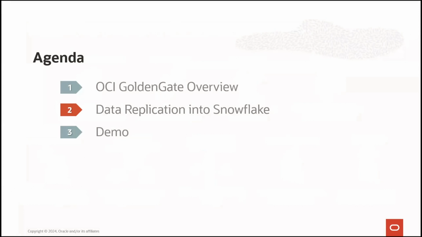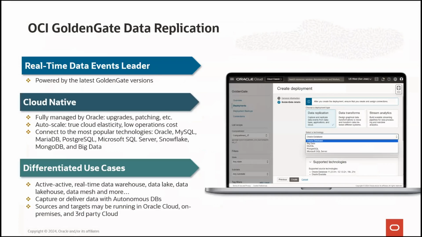So now that we've seen a quick intro on what is OCI Golden Gate, and obviously we have much more materials available online and videos and other things that you can look at to get familiar with what the platform can do, we're going to drill down into the data replication functionality for Snowflake. And for that, we're using the data replication deployment types. And we're going to be using actually two deployment types, as we'll see today. We're going to be using a Postgres deployment type to capture from Postgres. And we're going to be using a big data replication deployment type to send the data into Snowflake.